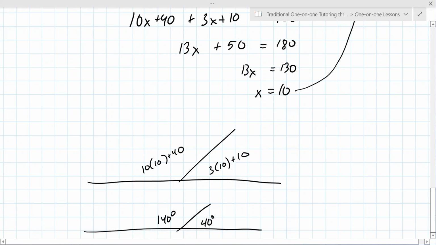That's where it says, what is the measure of each angle? Measure literally means the value of the angle. Okay, and then I guess that would be your final answer, correct? Yes, you're done with that problem. Okay, 140 and 40.